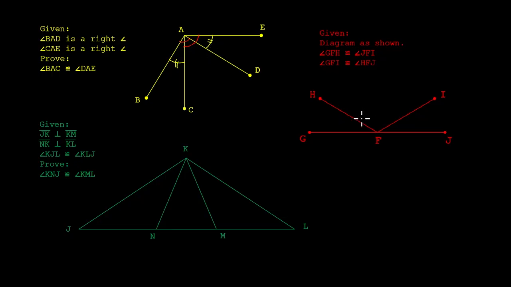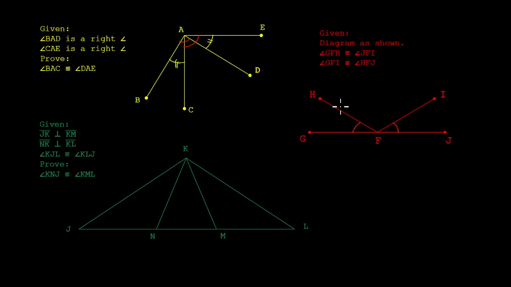Now over here, we'll start doing the proof in red and we'll use some different colors again. So angle GFH is congruent to angle JFI. Angle GFH over here is congruent to angle JFI over here. This time we're going to be adding the same angle instead of subtracting like we did in the yellow. So now we're going to prove that angle GFI is congruent to angle HFJ.